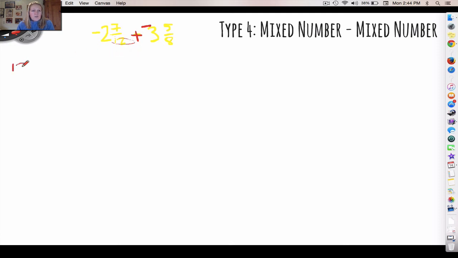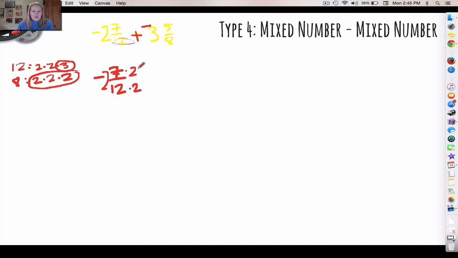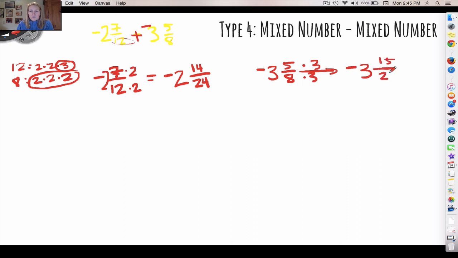So 12 is equal to 2 times 2 times 3. 8 is equal to 2 times 2 times 2. So we need to grab those 2 times 2 times 2, that 3, and we're going to get 24. So let's turn negative 2 and 7 twelfths, we'll multiply both by 2 to get the least common denominator, and we will get negative 2 and 14 24ths. Let's take negative 3 and 5/8 and turn this into a common denominator. We're going to multiply both of these by 3 to get negative 3 and 15 over 24.